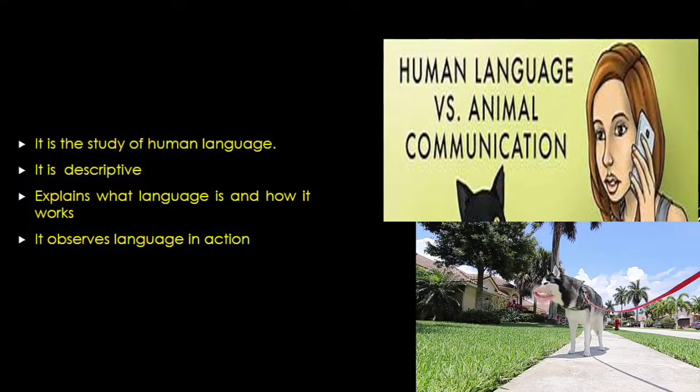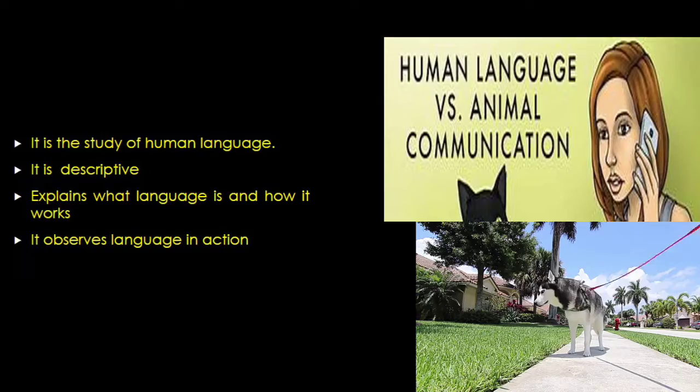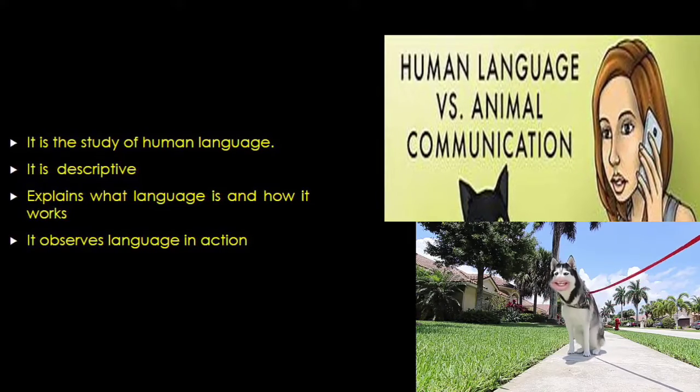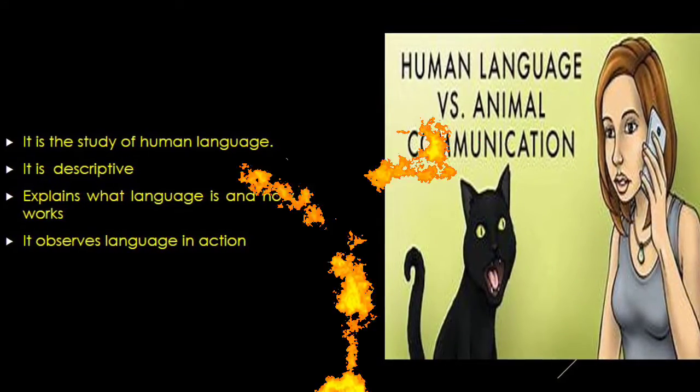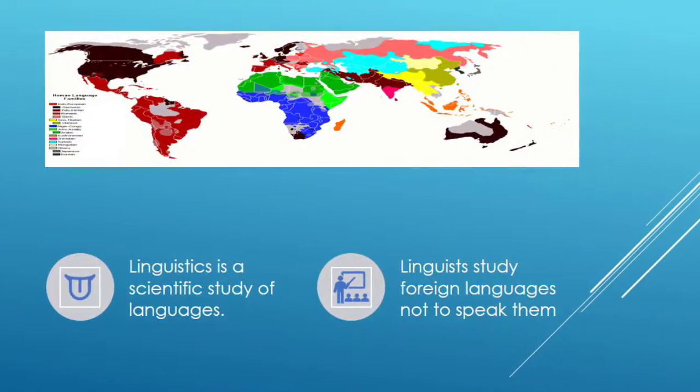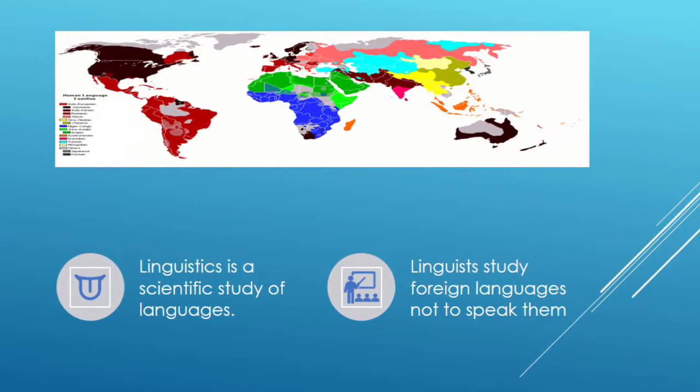Linguistics is descriptive in such a way that it deals with observable features and characteristics of a language. It aims to explain what language is and how it works. Linguistics also aims to allow humans to observe language in action.